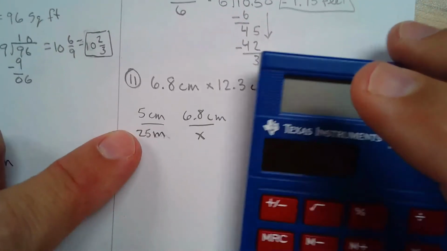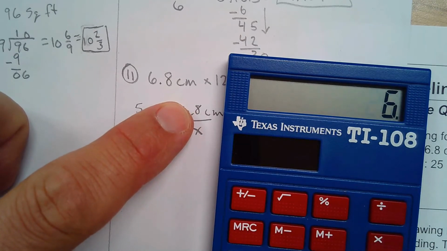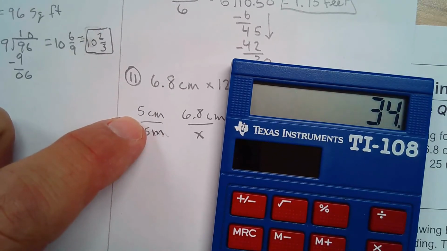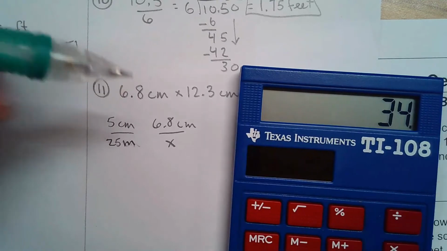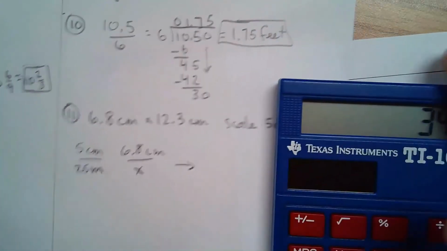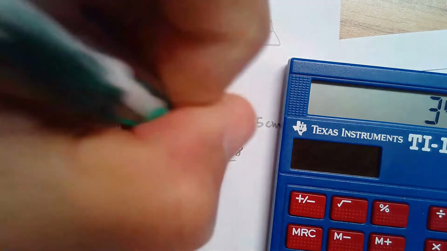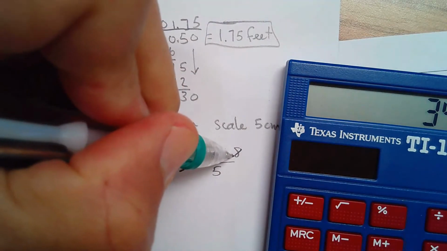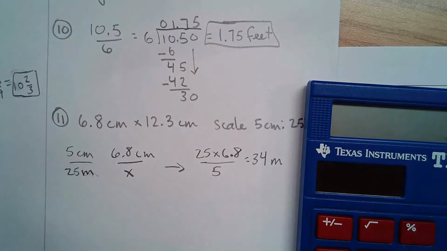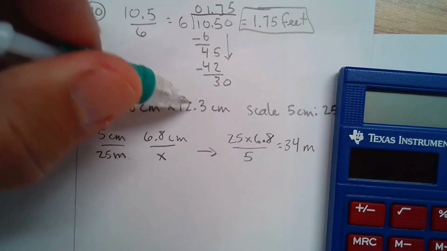So we have this, and I'm going to have 25 times 6.8, which is equal to that, divided by 5 is 34. What did I do here? I did 25 times 6.8 divided by 5, which equals 34 meters. Okay, so there's one dimension, and then we have to do the same thing for the other dimension.